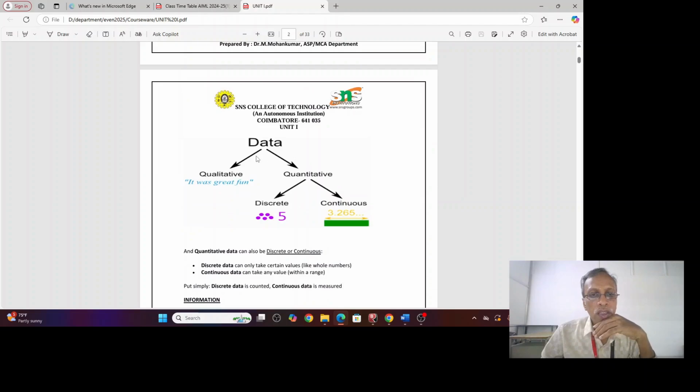Here, in the data, it is qualitative. For example, it was great fun. Quantitative means discrete numbers. Five dots are there. We are mentioning here 5. Continuous means 3.265. It is a decimal value. It may continue like that if we have quantitative values. So data can be broadly classified into two ways of approach. One is qualitative approach and another one is quantitative approach.